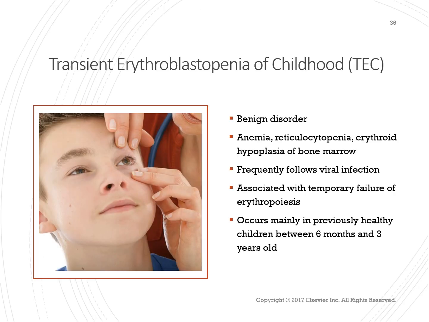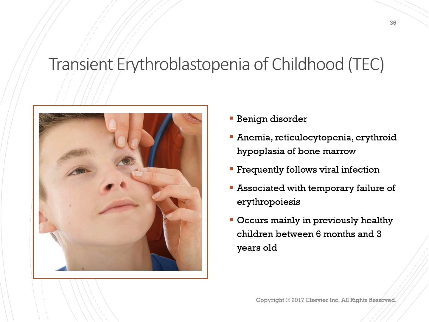Transient erythroblastopenia of childhood. This is a benign disorder. With this, we see anemia, reticulocytopenia, erythroid hypoplasia of the bone marrow. This frequently follows viral infections and is associated with temporary failure of erythropoiesis. So this is going to be temporary. Anytime you see transient anything, that means that it comes and goes, and there's no specific reason usually.